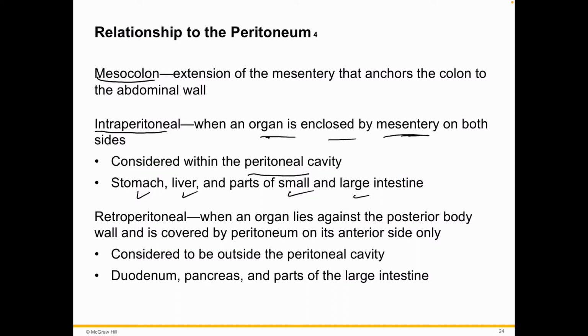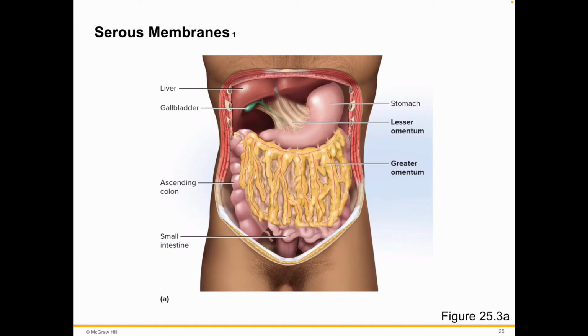The retroperitoneal is when organs are pushed back, lying on the posterior component of the body and the internal cavity, obviously. It's covered by peritoneum on the anterior side only. Since it's on just one side, it's considered to be outside of the peritoneal cavity in general, right? Because it's not covered on both sides. Examples are the duodenum, pancreas, as well as parts of the large intestine, which we'll get to in a little bit.